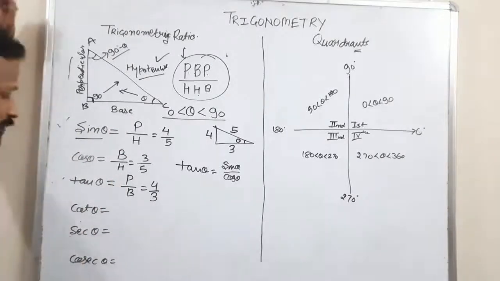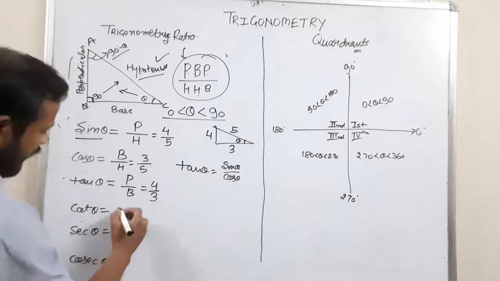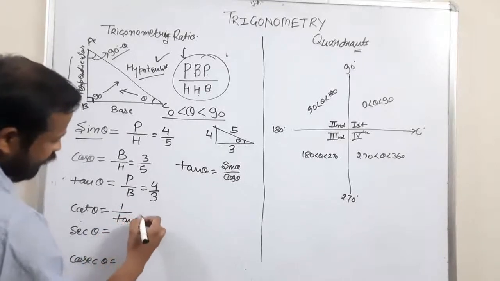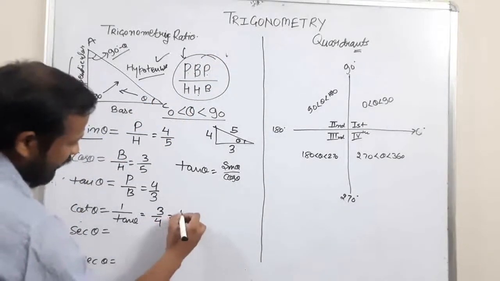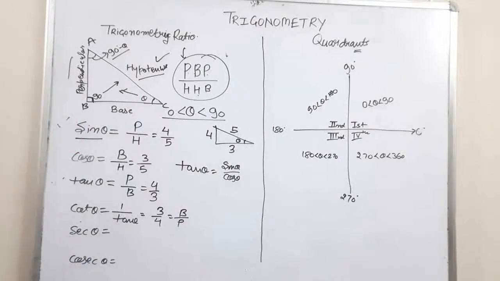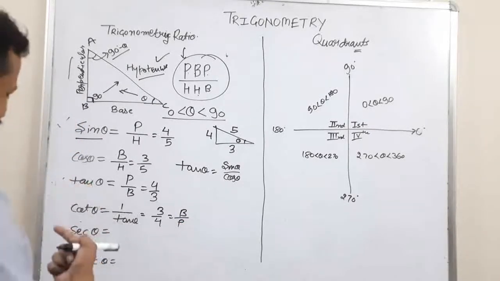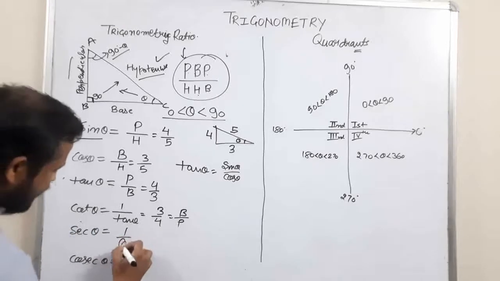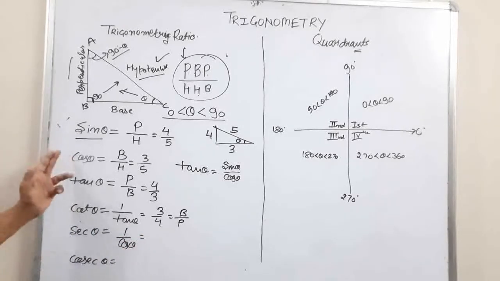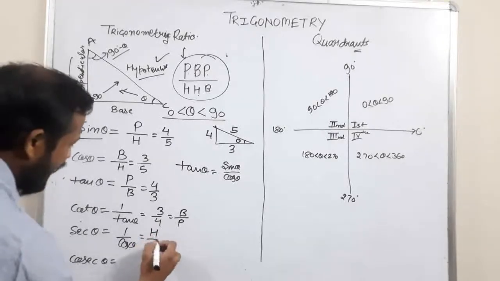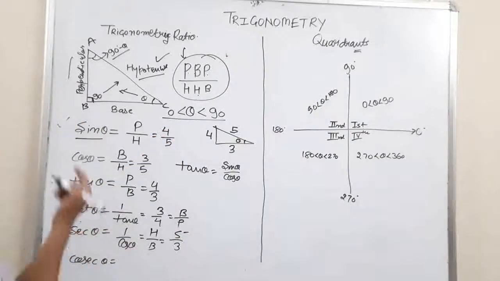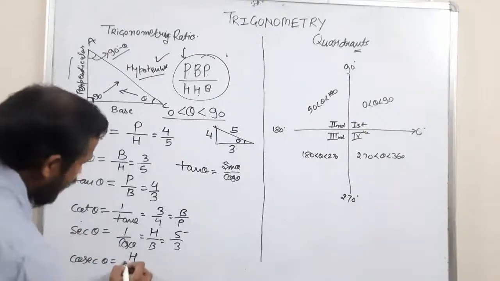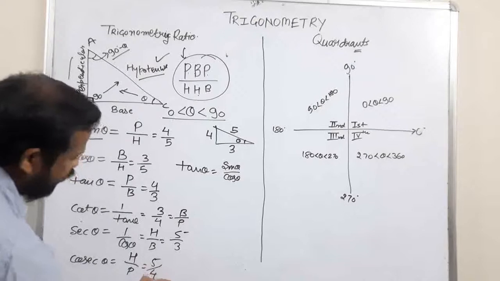What is cot theta? Cot theta is simply the reciprocal of tan theta, which is B upon P, like 3 upon 4. Let's move to the next one, sec theta. Sec theta is 1 upon cos theta, the reciprocal of cos theta, H upon B. It is 5 upon 3 for this example. The next is cosec theta, the reciprocal of sine theta, H upon P, which is 5 upon 4 in this example.